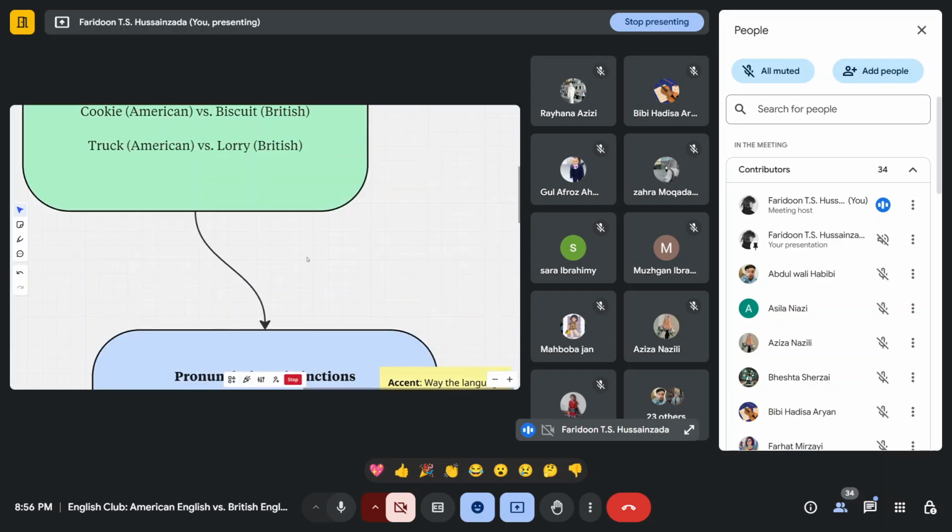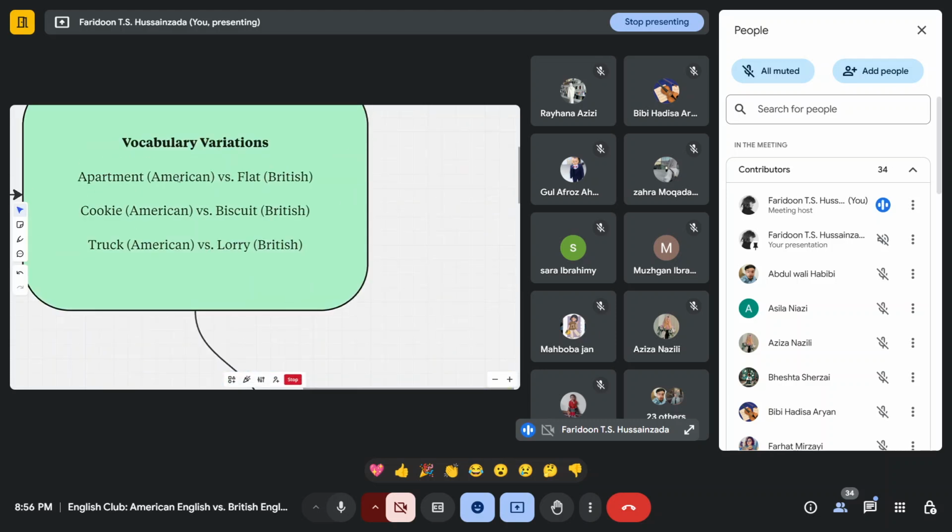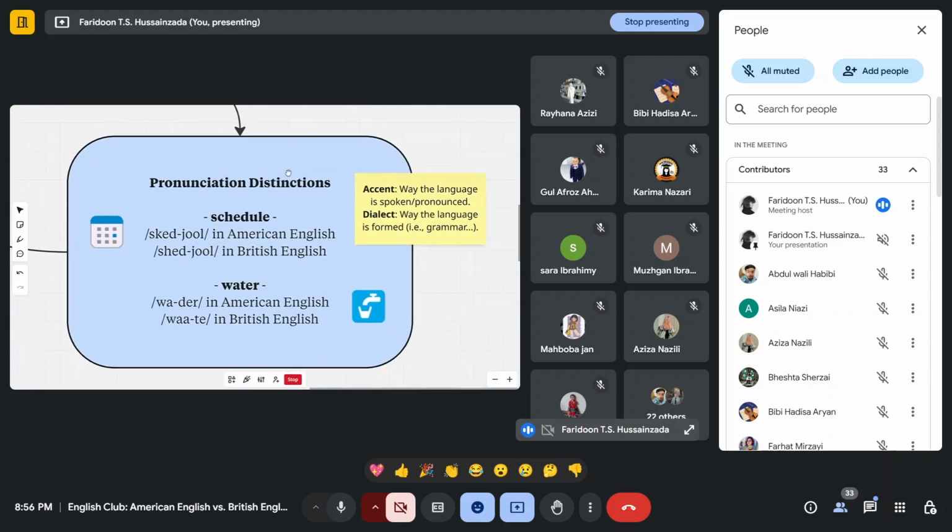The other differences that we talked about, like apartment versus flat, cookie versus biscuit, truck versus lorry, these ones are differences in what? These ones are differences in dialect, the way the language is formed: grammar, vocabulary, and these kinds of things. Did you get the difference between accent and dialect?